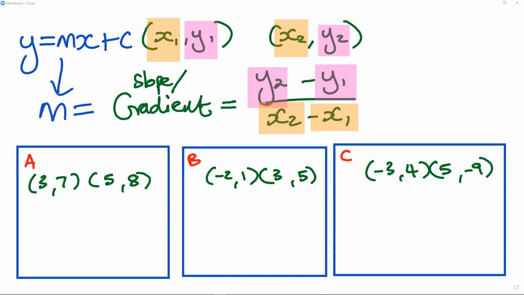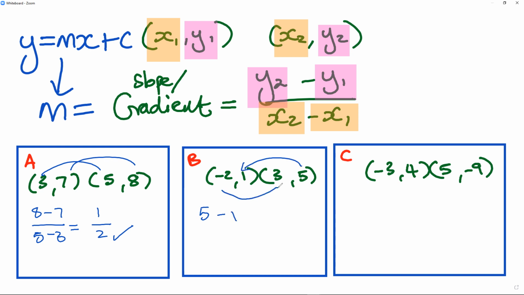Press pause, try it. All right, let's go through the first one. Here we go. 8 minus 7 over 5 minus 3. That's going to give you 1 over 2. Next one, 5 minus 1 over 3 minus bracket minus 2. That comes to 4 over 5, since 3 plus 2 is 5.